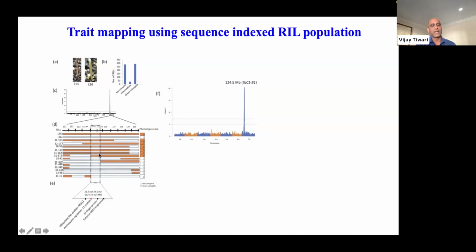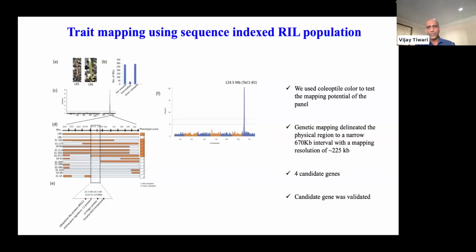So what we found is that this mapping basically delineated the interval to about a 670 kb interval. Again, we have not exhausted our mapping panel. We can still put more markers in there. So on average, the mapping resolution is about 225 kb. We also used the GBS sequencing data to see the association score.